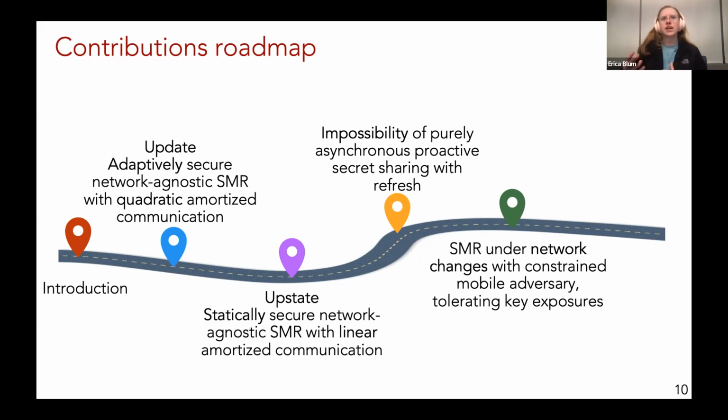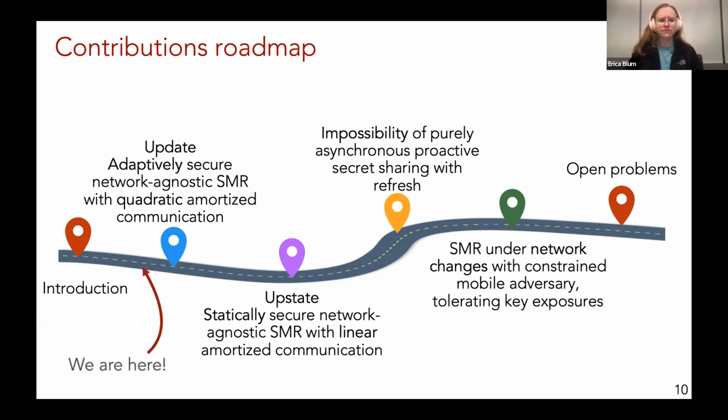And that will motivate a slight relaxation, or a slight constraint that we place on the adversary, in order to get the second best option, or the next best thing, which is state machine replication under those adaptive network changes, but with a slightly constrained version of a mobile adversary. And then finally, I'll wrap up by just mentioning a couple of open problems.